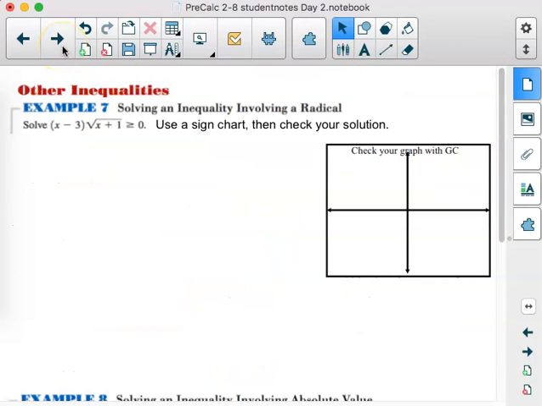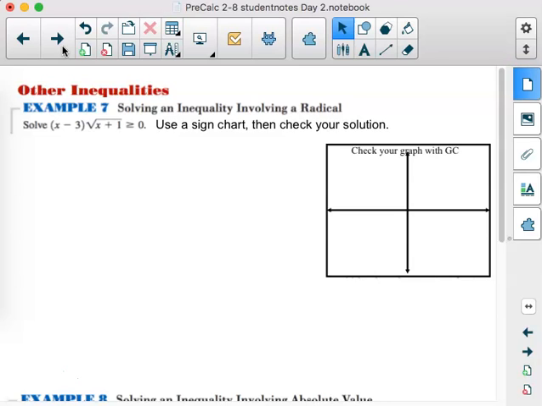We get to example 7, and this is where, like I said, we start to see some unique ones. So today is about seeing some that maybe we don't have quite as good a feel for what it's going to look like when we graph it. And this is solving an inequality involving a radical. So we have the quantity x minus 3 times the square root of x plus 1, and we want to know when is that greater than or equal to 0.